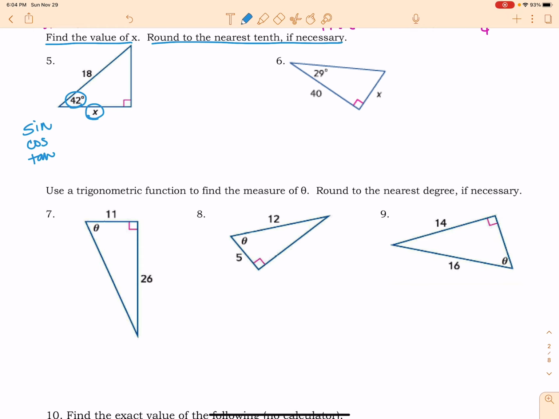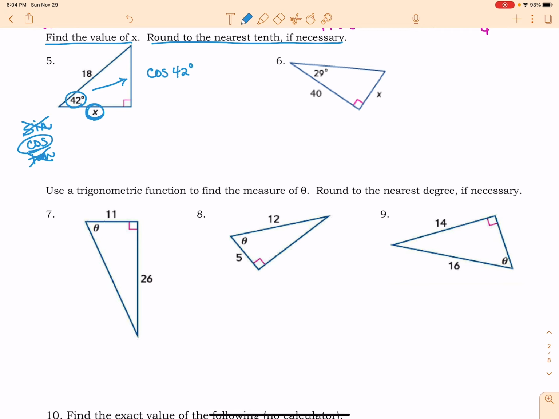Well, we don't have the opposite side. We don't know what it is, and since we don't know x, we can't use the Pythagorean theorem. That automatically discounts the sine ratio because it involves the opposite side and hypotenuse. It also eliminates tangent because tangent is opposite over adjacent. That leaves us with cosine. So I'm going to write cosine of 42 degrees.